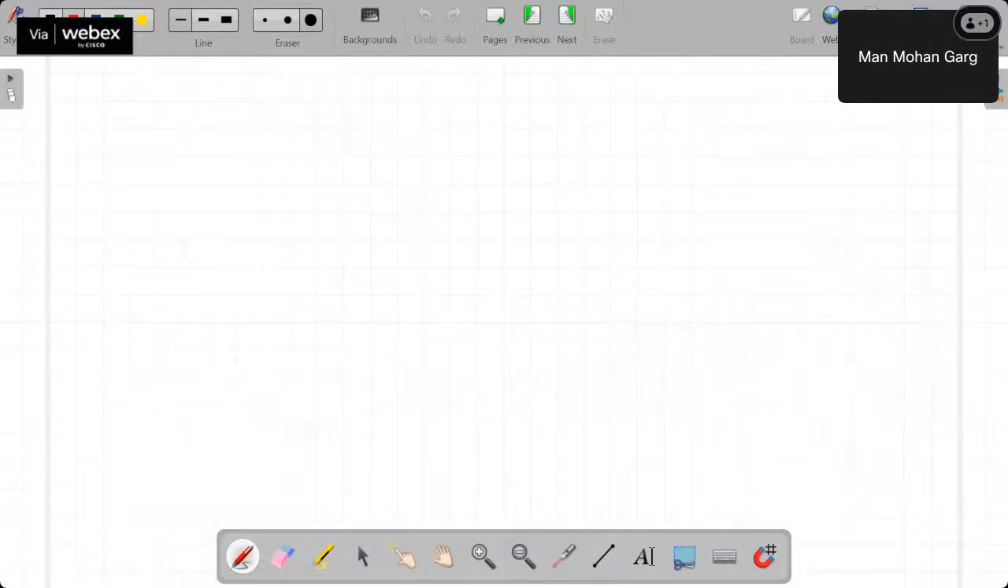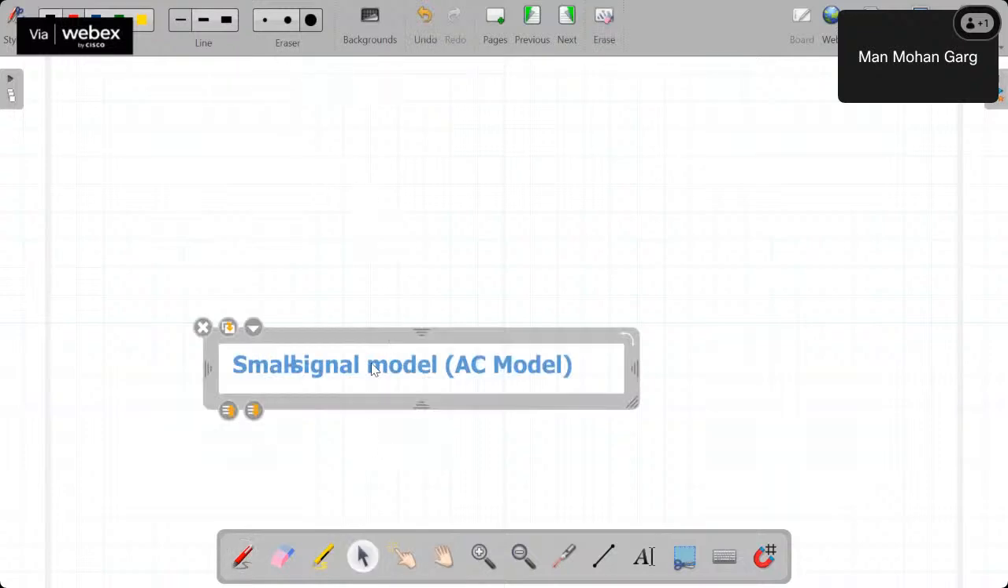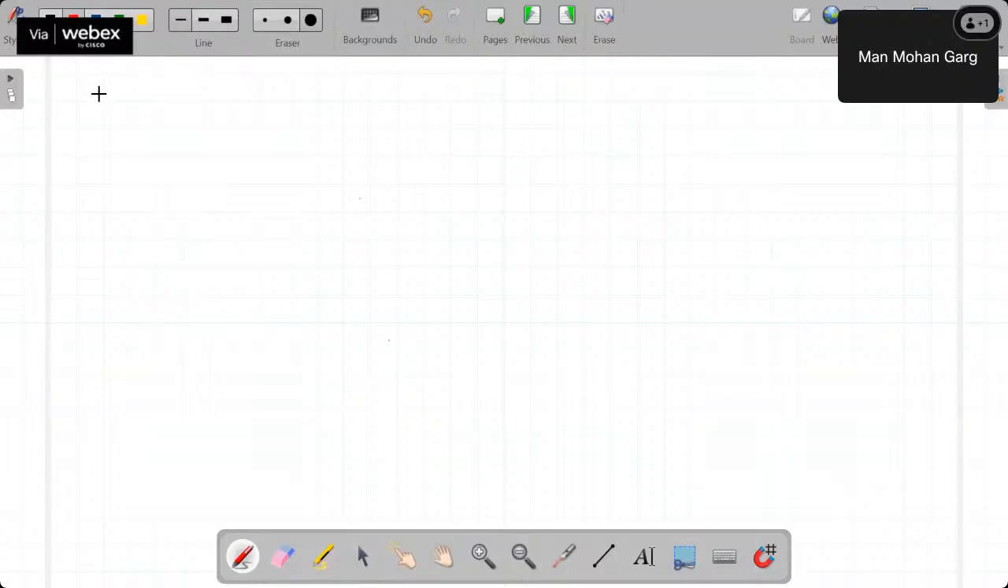Now, how to get the small signal model? That is the important part. So for the small signal or AC model, actually this page is not working properly. Small signal model. So how to get this small signal model? Now we have with us A, B, C, E. We need to find BD.